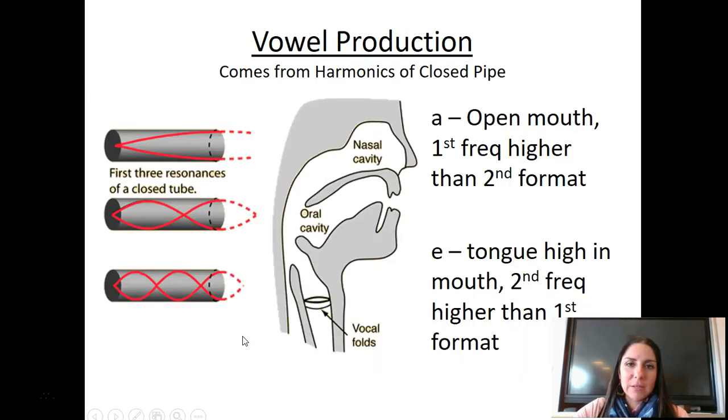So again, if you think about our closed pipe harmonics and how this works, like I said, ah is a very open mouth sound. I know you might sound silly, but try it. Go ah. In order to do that, you have to open up your mouth. So you have a higher first frequency than second frequency when that happens. For E, you have a higher tongue, so you're hopefully noticing where your tongue and lip placements are for these.